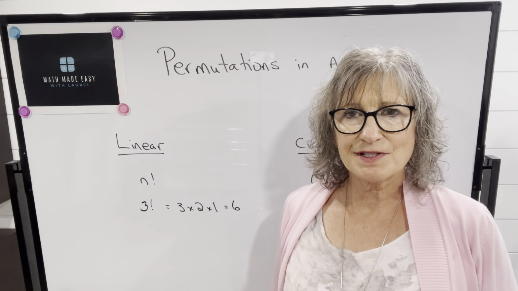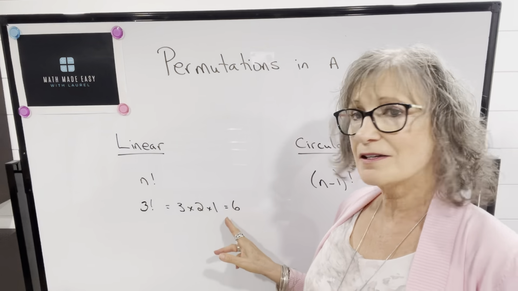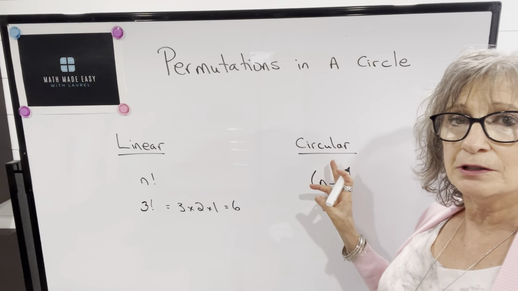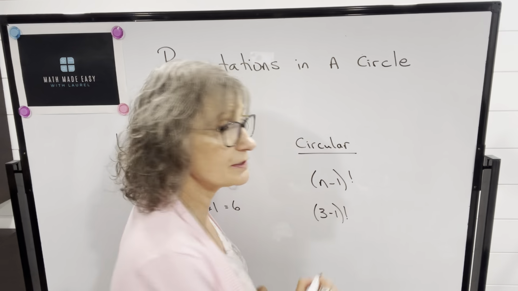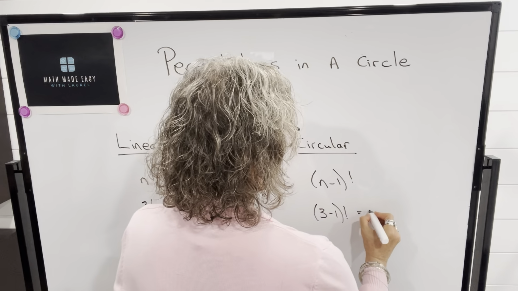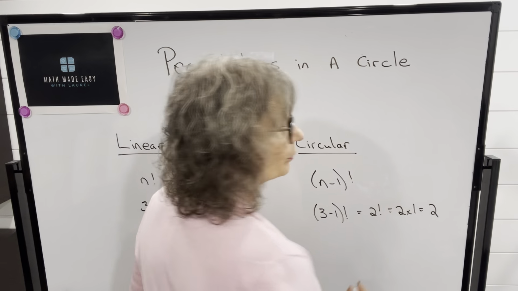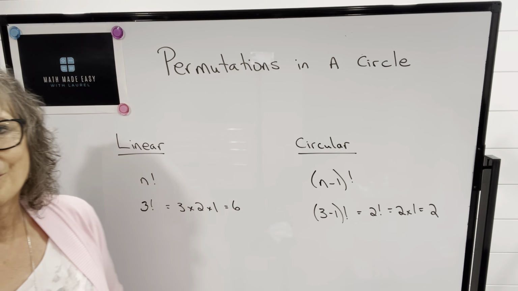So what we found is that when we arranged those objects or Skittles in lines, we had 6 different possible arrangements. However, when we arranged them in a circle, we only had 3 minus 1 factorial ways to arrange them, which is equal to 2 factorial, which is 2 times 1, which is equal to 2. So you'll notice that this number is 1/3 of this number.